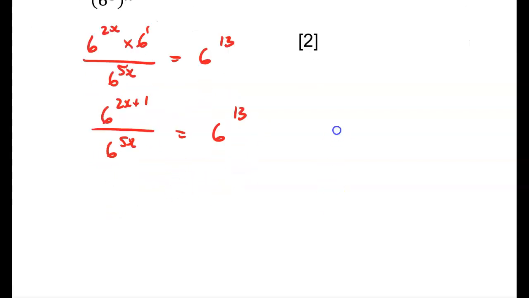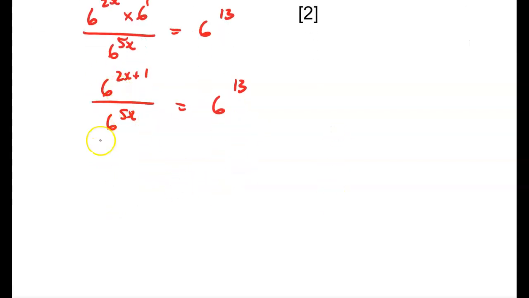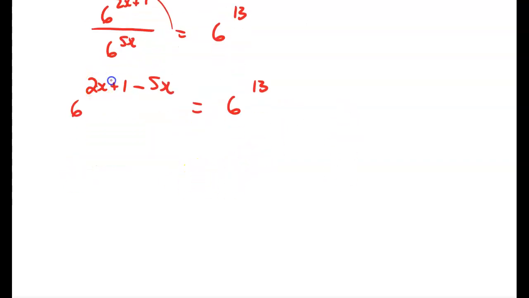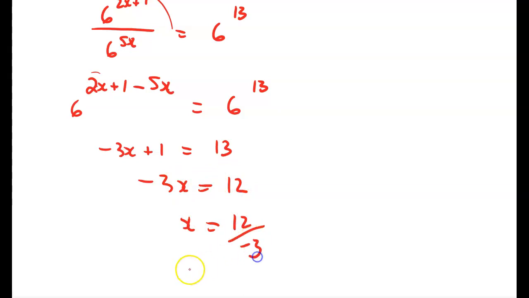The right side doesn't change, and then I can subtract the powers because we're dividing. The base is the same, so 2x plus 1 take 5x. So now I've got 6 to that power is 6 to the power of 13. So then I can equate the powers, 2x plus 1 take 5x. So 2x take 5x is negative 3x plus 1, and that's got to equal 13. And then finishing off, a pretty simple equation in the end to solve.